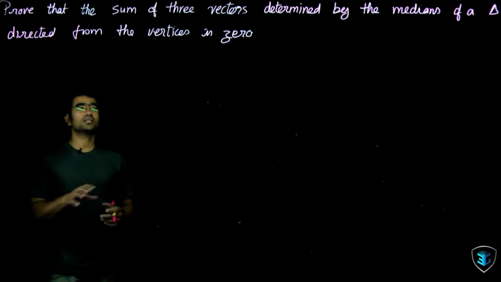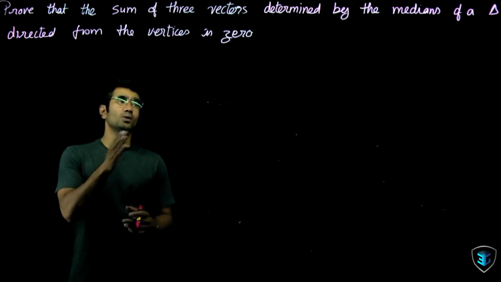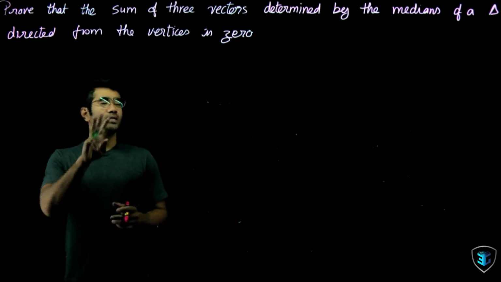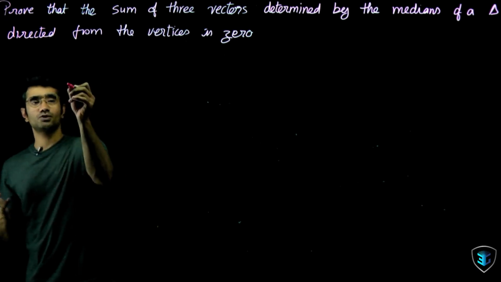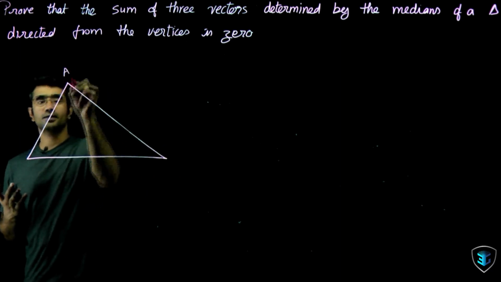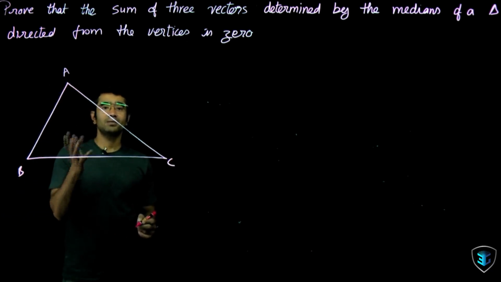Alright, so prove that the sum of the three vectors determined by the medians of a triangle directed from the vertices is 0. So what exactly is this? Sum of three vectors determined by the medians of a triangle. So basically we do have a triangle. So let's draw a triangle. That's a triangle for me. Okay, let's say that is A, B, and C. Then it says the medians, sum of three medians of a triangle.